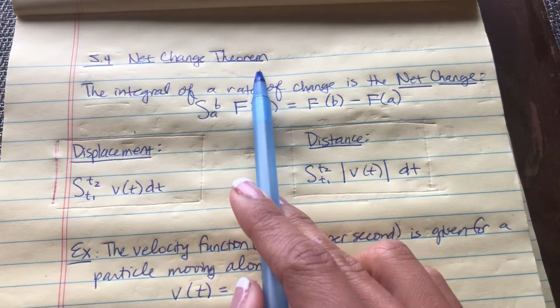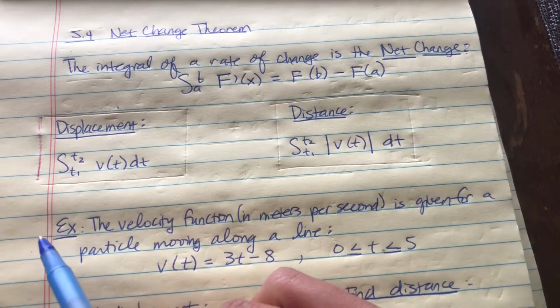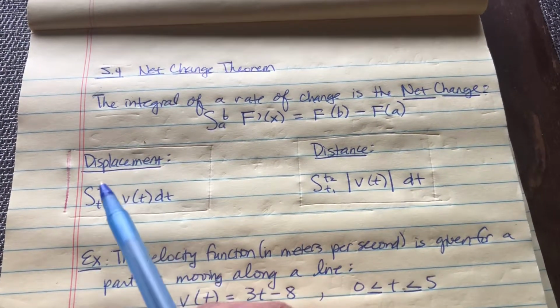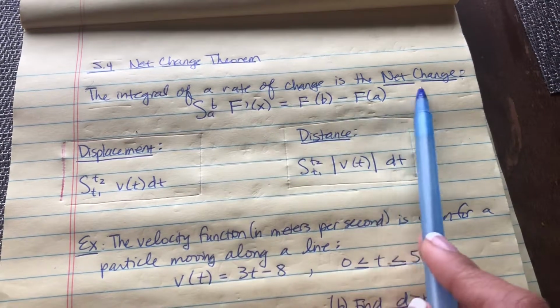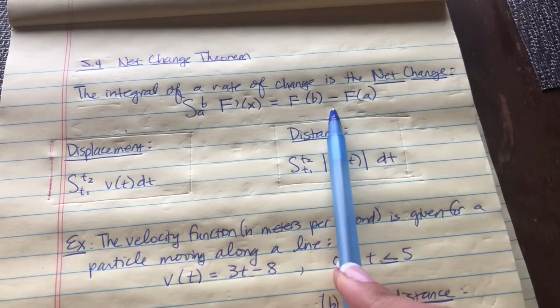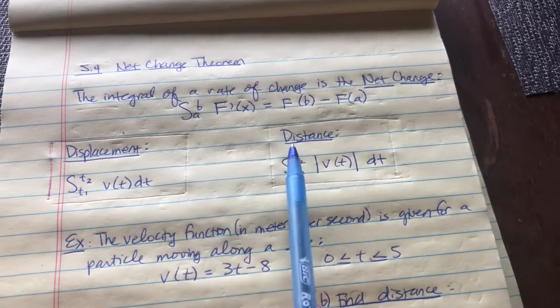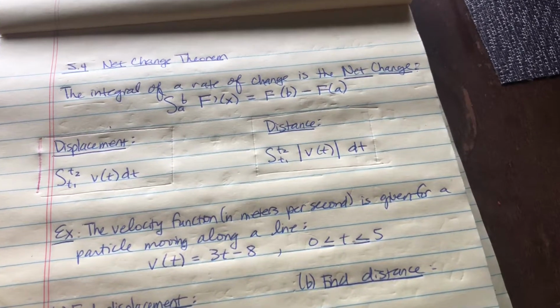So after we've learned about the antiderivative, finding the antiderivative using the fundamental theorem of calculus, here are one of the applications of doing the antiderivative. So here, the integral of a rate of change is this net change right here. That's the fundamental theorem of calculus, in other words. So how this is applied is that there are two situations.